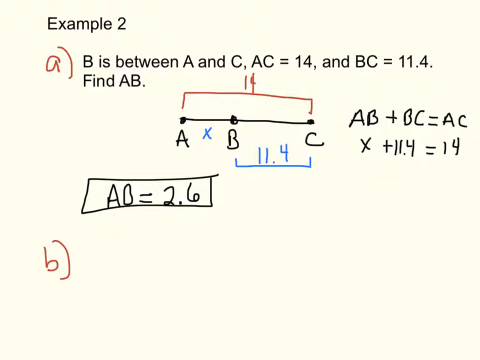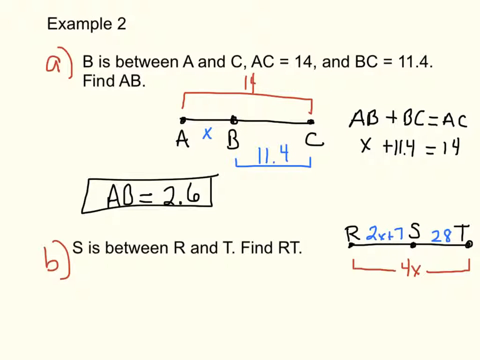So let's do our next example. The second example says that S is between R and T. Find RT, which means we want to find the length of RT. So as you can see here, 4x is the entire length. Each of the lengths that make up that 4x would be 2x plus 7 and 28. So on your own, write an equation to solve for x. What would you write?